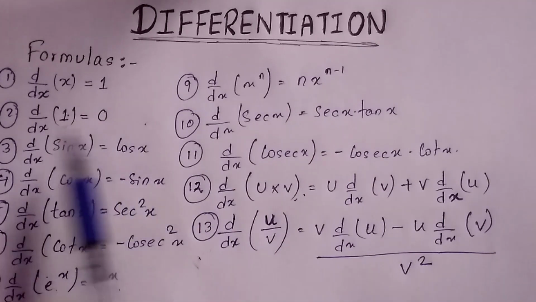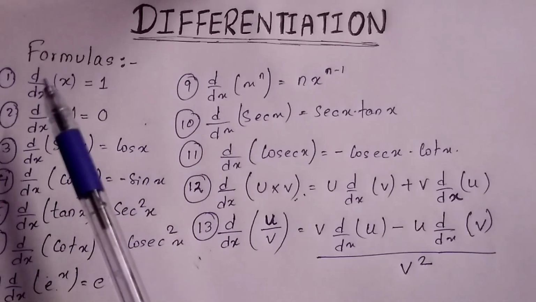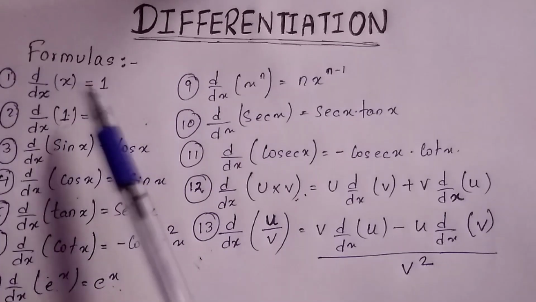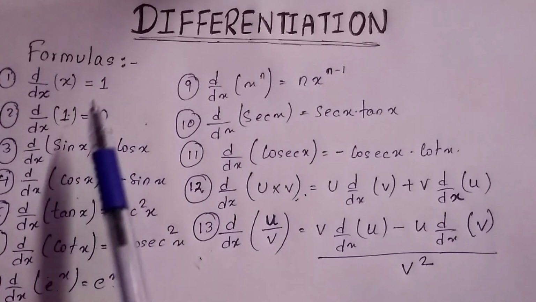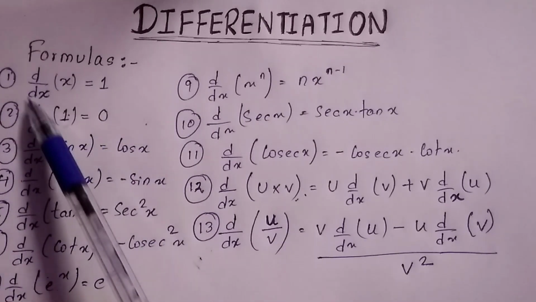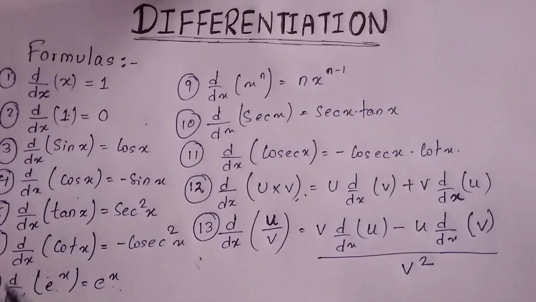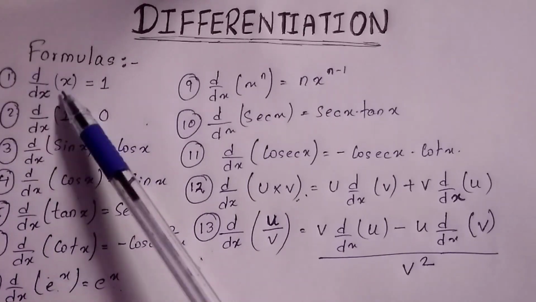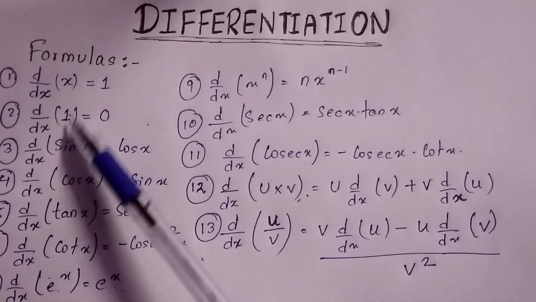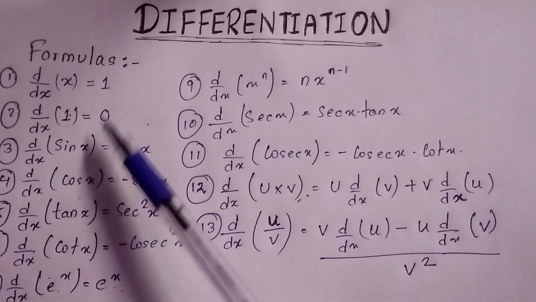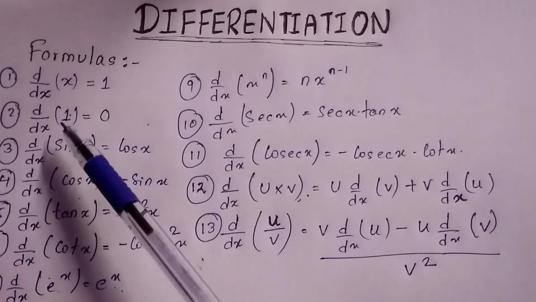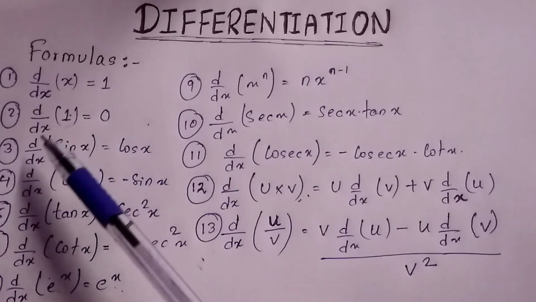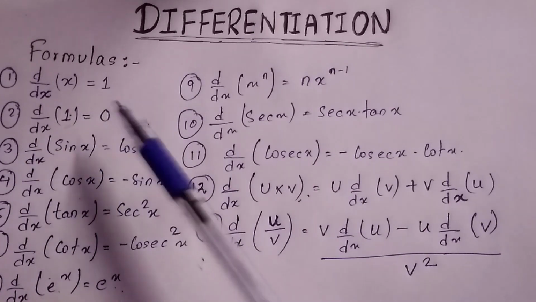First of all, d/dx of x is 1. d/dx means differentiation. It is d by dx, but I am reading it as ddx because it is read in this way only. As you can see, everywhere I have written ddx, that means differentiation. You need to differentiate. So d/dx of x is 1. d/dx of 1 or any constant term is 0. Constant means 1, 2, 3, 4 and all the numbers are constants. So differentiation of any constant term is 0.